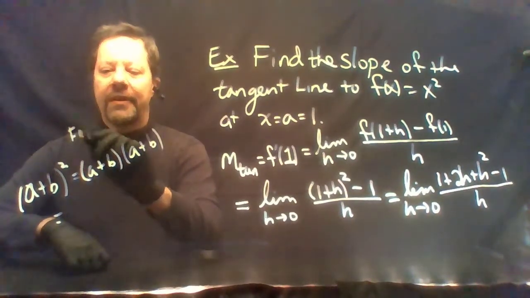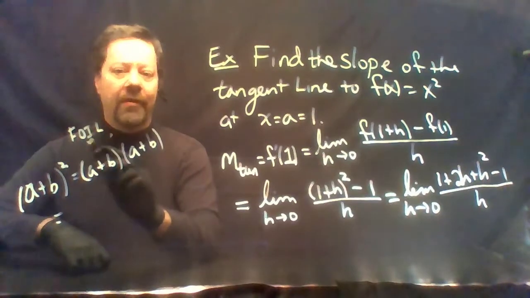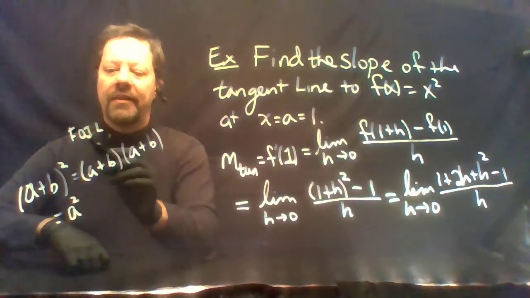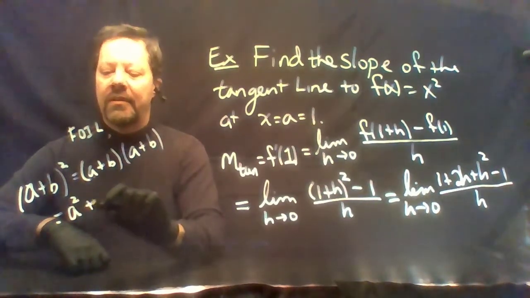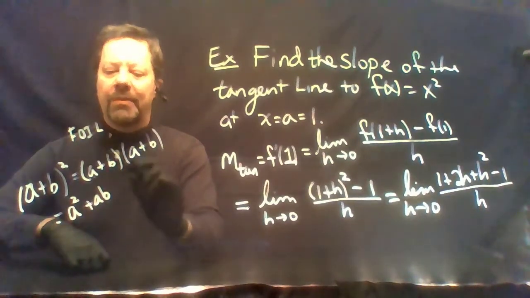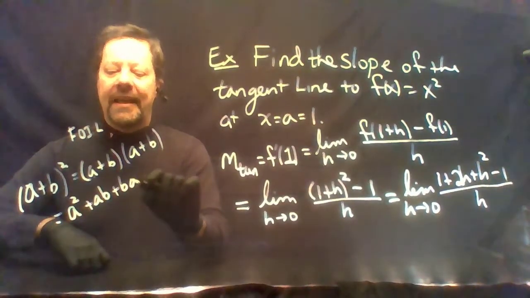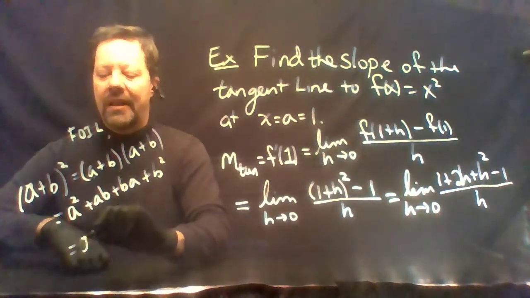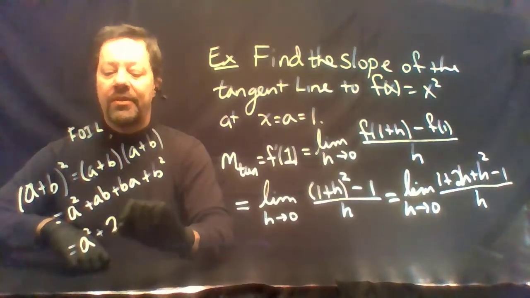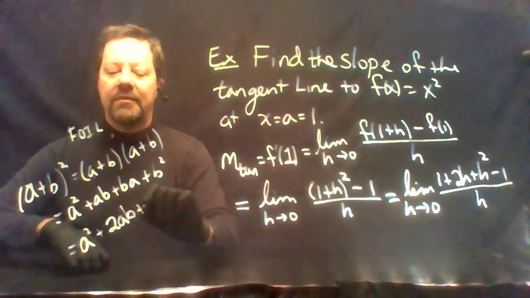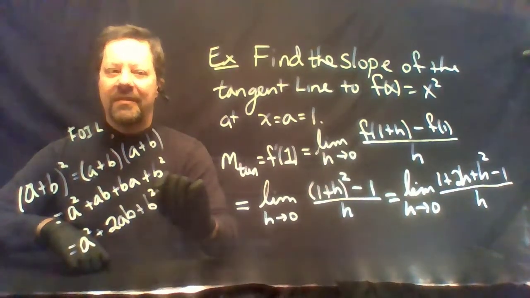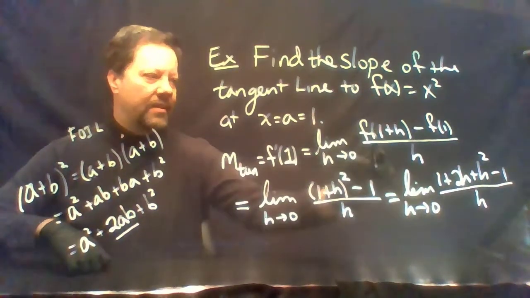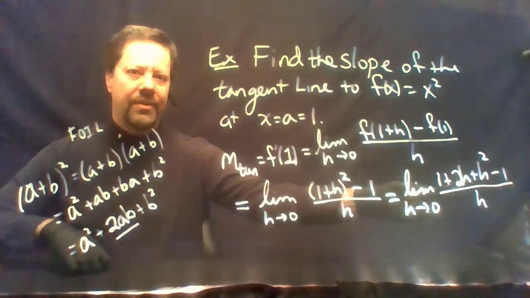You have to FOIL this, which is an acronym for first, outer, inner, last. If you multiply the firsts, you get a squared. If you multiply the outers, you get AB. If you multiply the inners, you get BA. And if you multiply the lasts, you get B squared, which is A squared plus 2AB plus B squared. You get this middle term. Don't forget that middle term. In this case, first times last times 2 is 2h.